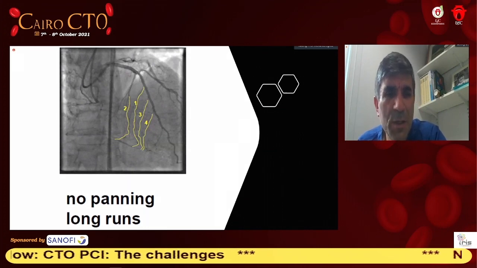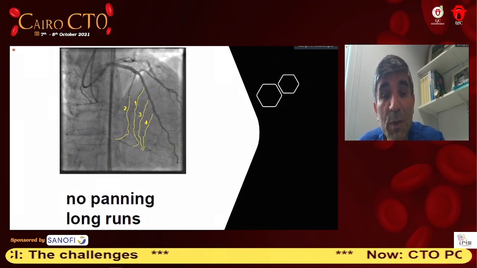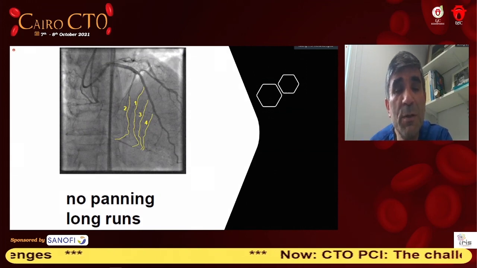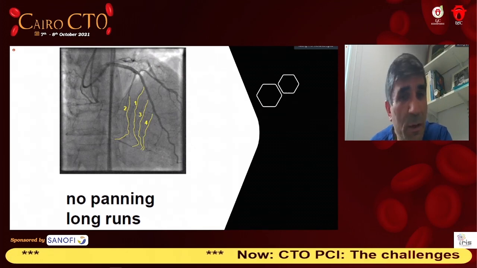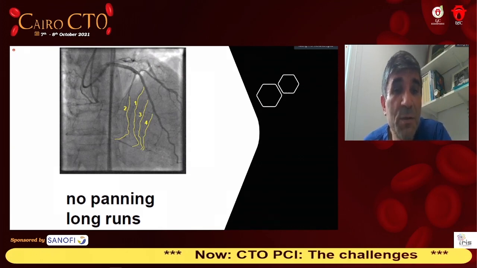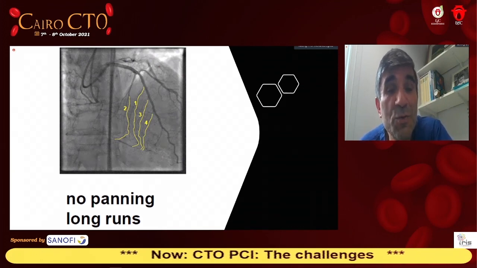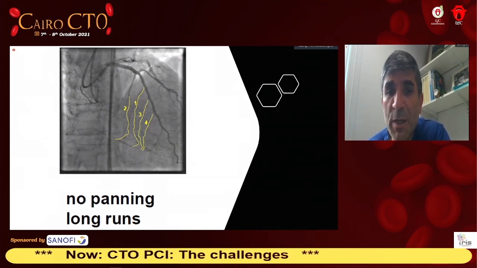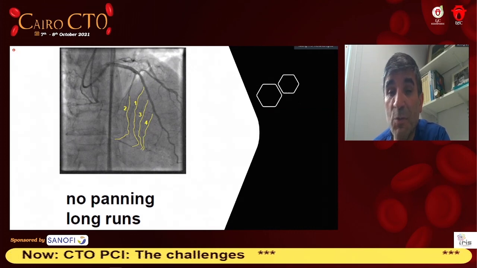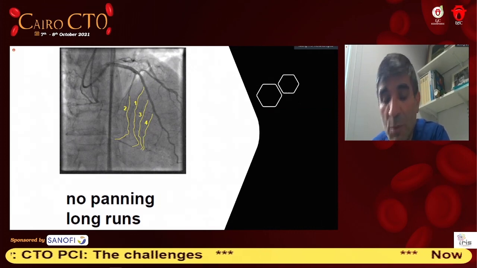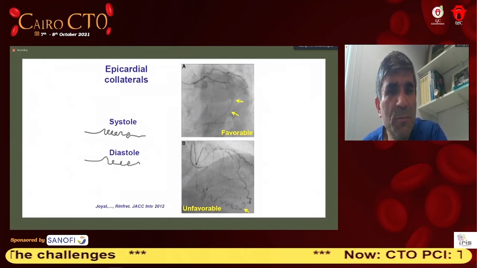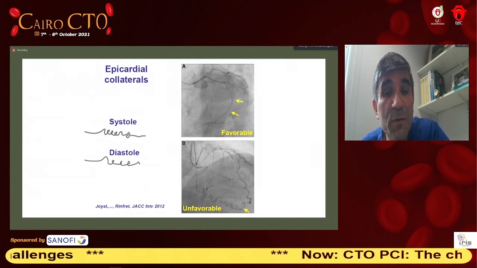When you look at these, of course, you don't pan, you do it very slowly. You find out that you could pick lots of these collaterals. The question was asked, if I used one and it didn't work, can I use another one? Of course you can. And you could either surf, depending on your experience, or if you're not sure, you could take the microcatheter into the septal and inject some dye and decide the connection and the course of this collateral.